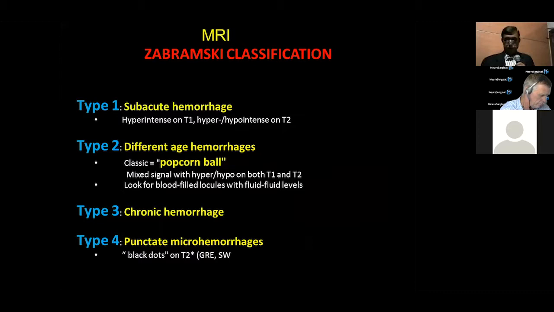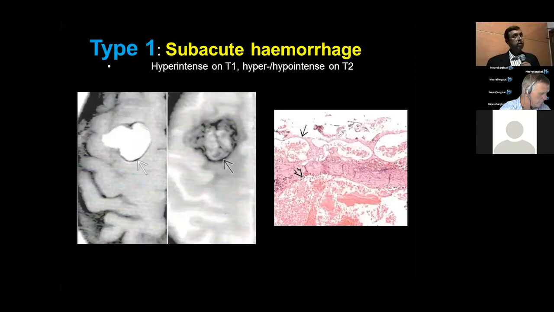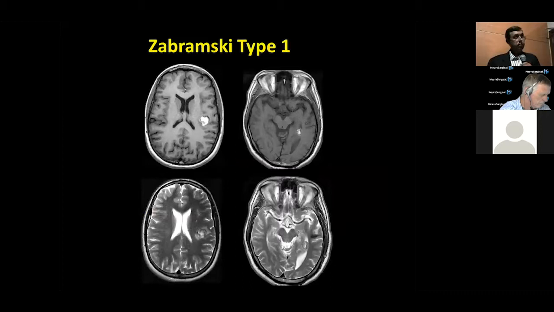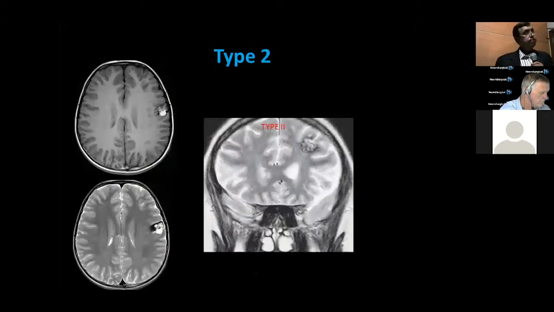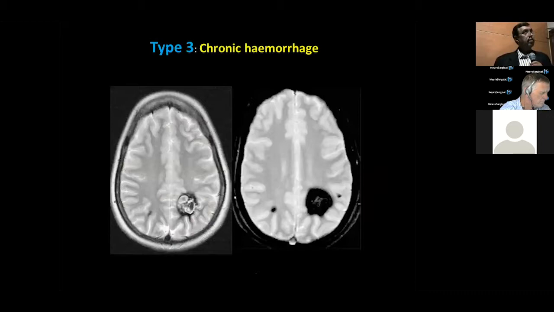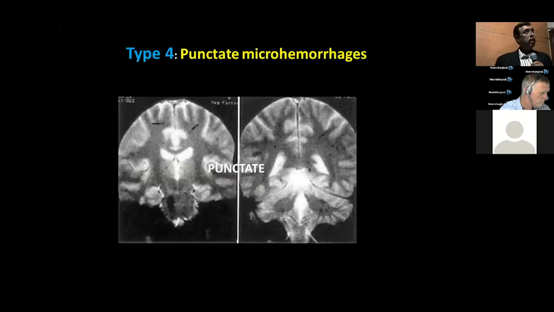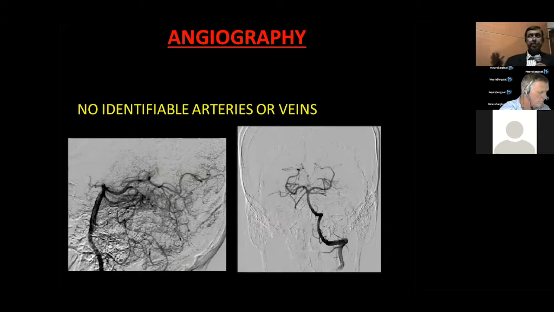Type 1, hyperintense on T1, hyperintense on T2. Acute. So this is a Dobromensky type 1. T1, T2, T1, T2. The Dobromensky type 2, which is called different ages, popcorn. Examples of type 2. Type 3 is the chronic hemorrhage, black. And type 4 is punctate, small punctate hemorrhages. So, Dobromensky classification from Barrow. If you do angiography, there is no identifiable arterial supply because they are there, but they are so small, you don't detect them on angiogram, and hence the name cryptic AVMs in the past.